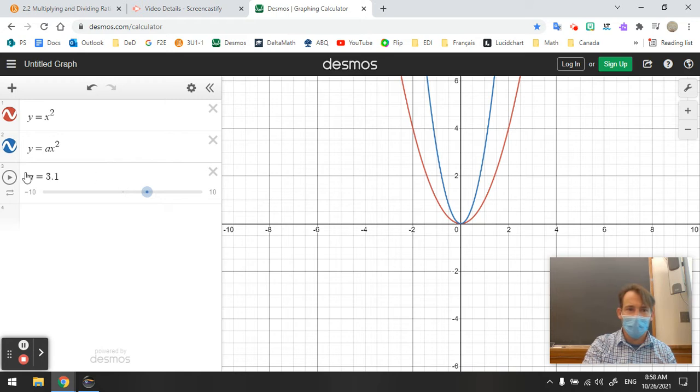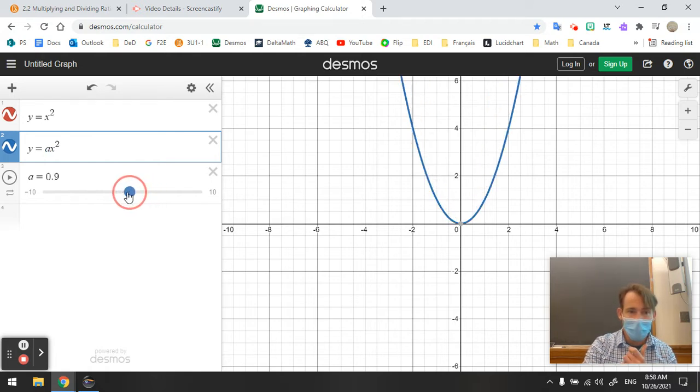And then I want to think, well, what is that doing? Well, this is a. It's a number that's multiplying the output of this function. It's taking whatever x squared outputs and multiplies that. So it's raising all the outputs of the function. All of the y values are getting bigger.